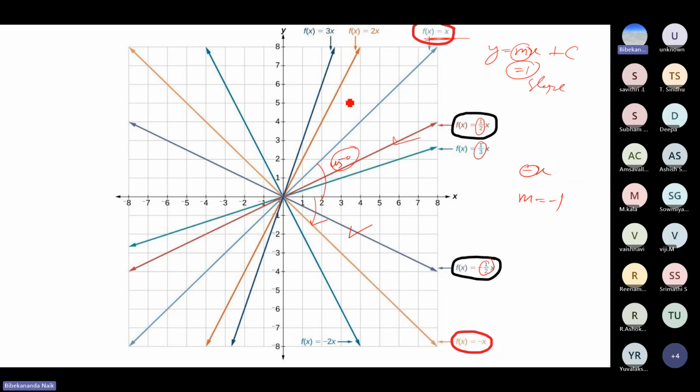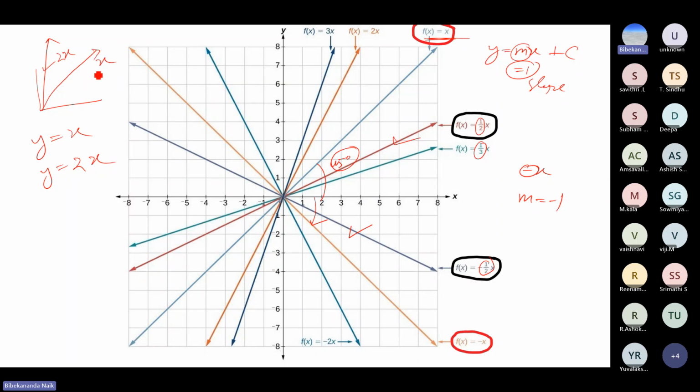What does the slope say? The slope says whether it increases or decreases. Since the slope is negative, it is decreasing; if the slope is positive, it is increasing. And the value of the slope says how fast. Suppose we plot y equal to x and y equal to 2x. So y equal to x will be this, but y equal to 2x will be this. As you can see, this one is 2x and this one is x.